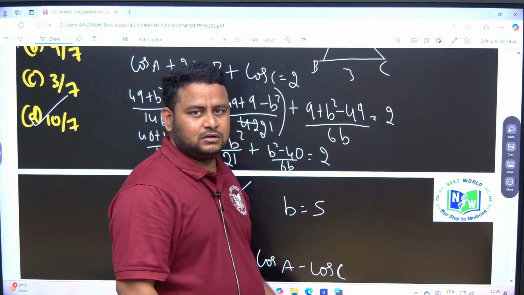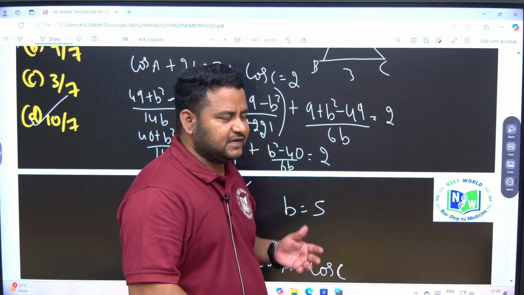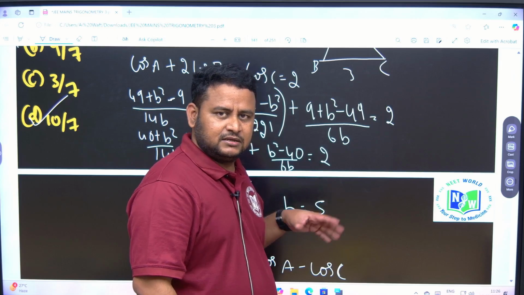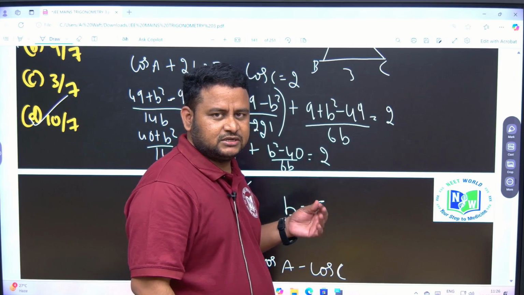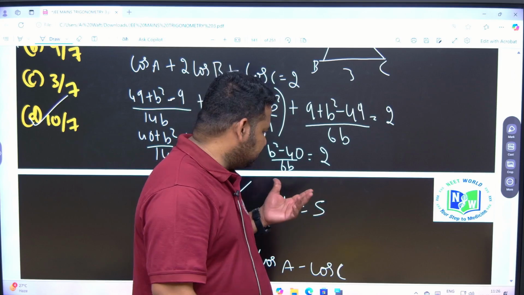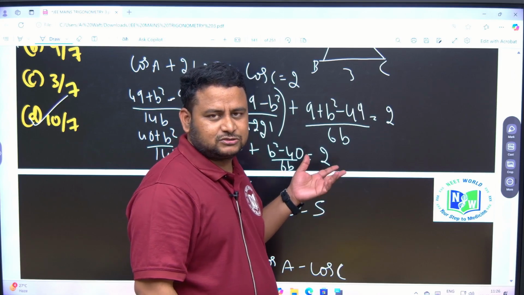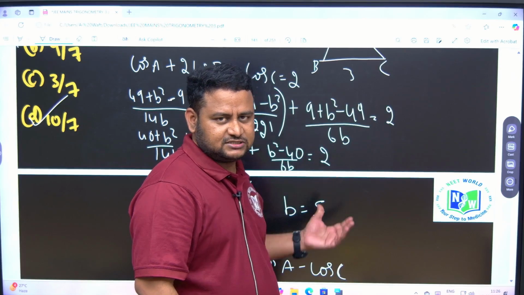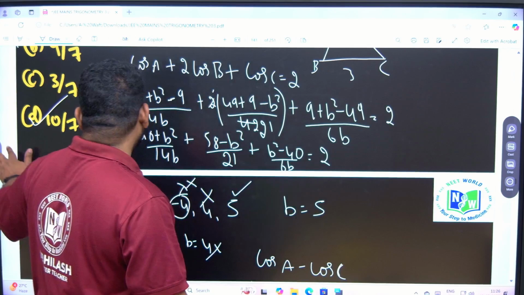But if we take 4, that rule is violated. So that's why we ignored 4 also. Then when we took 5, that is satisfying all the conditions for a triangle to exist. So when we take B, then we used cos A minus cos C is to be found out. Then we used the formula for cos A, then cos C, and we got it as 10 by 7.